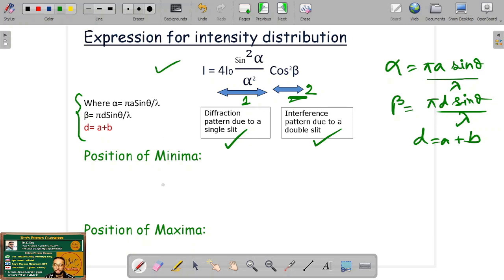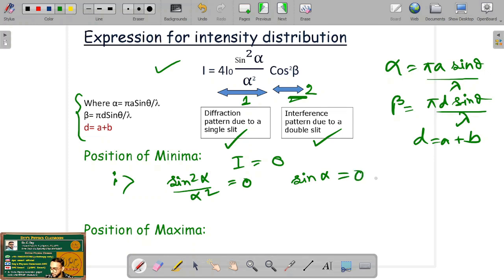Similarly, we have to calculate the positions of minima and maximum intensity. For minimum intensity, I should be 0. So in what ways can I be 0? First of all, the first case is sin square alpha by alpha square being 0. When is this satisfied? When sin alpha is 0, or alpha equals plus minus m pi, where m starts from 1, 2, 3 and so on, but not 0.